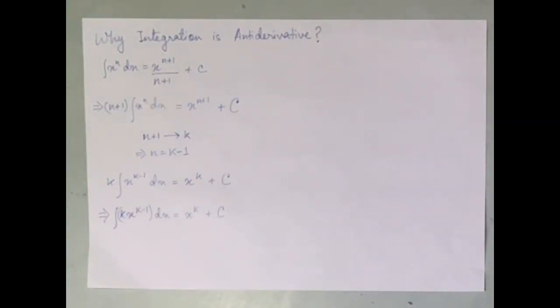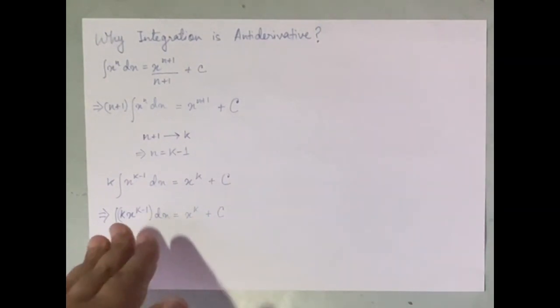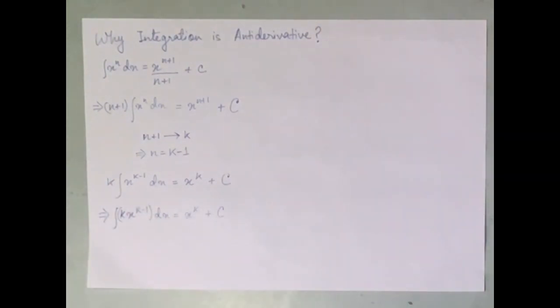Now if we find the derivative of x to the power k plus c, we will find the answer to be k x to the power k minus 1, isn't it? So you can see that the integration of k x to the power k minus 1 is x to the power k plus c. So you can see that integration is coming just opposite of derivative. This is the reason why integration is called antiderivative.